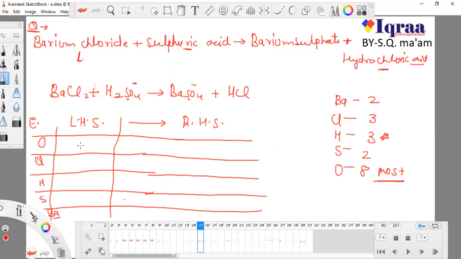So first of all I'm taking oxygen, that is 8 and 8, 4 and 4 on both sides. Chlorine, that is 2 here and 1 here. Hydrogen, that is 2 here and 1 here. Sulfur, that is 1 here and 1 here. And barium, that is 1 here and 1 here. I can also do this directly on this page, so I'm doing this on this page. You can do this separately. Let me tell you how to do it separately.